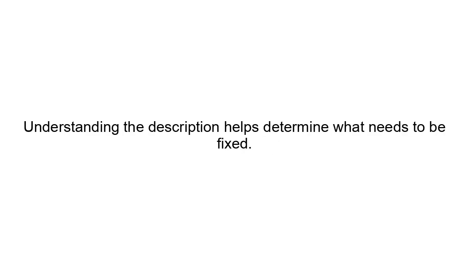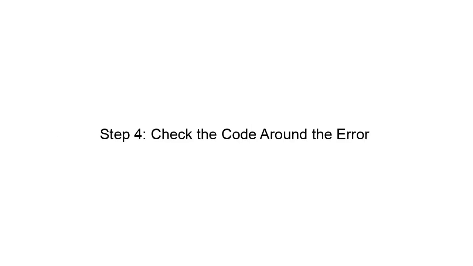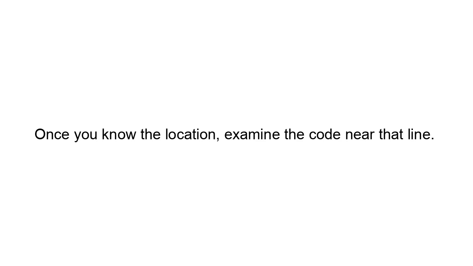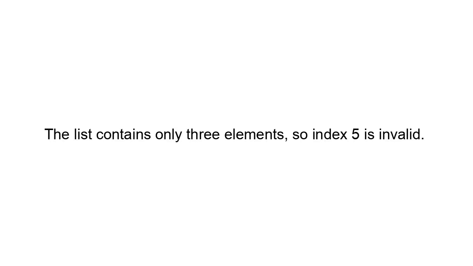Step 4. Check the code around the error. Once you know the location, examine the code near that line. Example: numbers = [10, 20, 30]; print(numbers[5]). Error message: IndexError: list index out of range. The list contains only 3 elements, so index 5 is invalid. Correct version: print(numbers[2]).